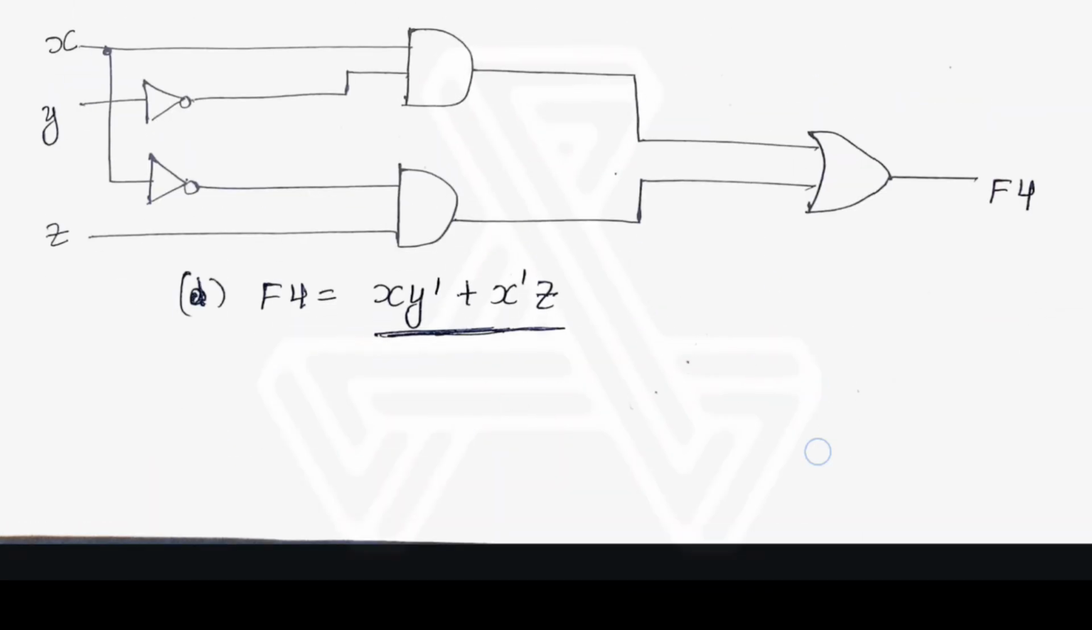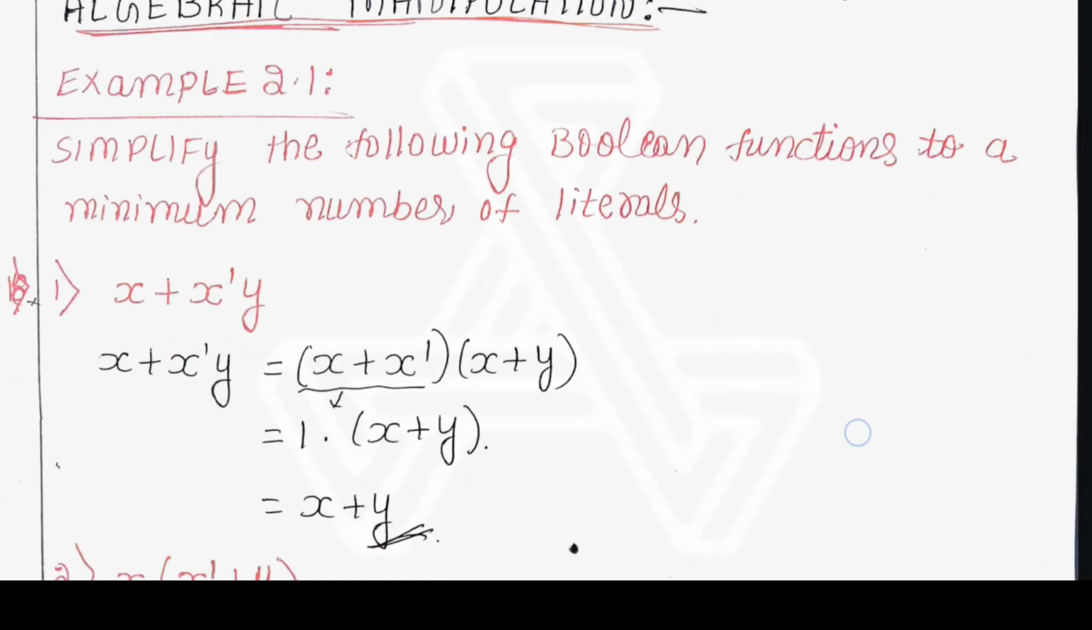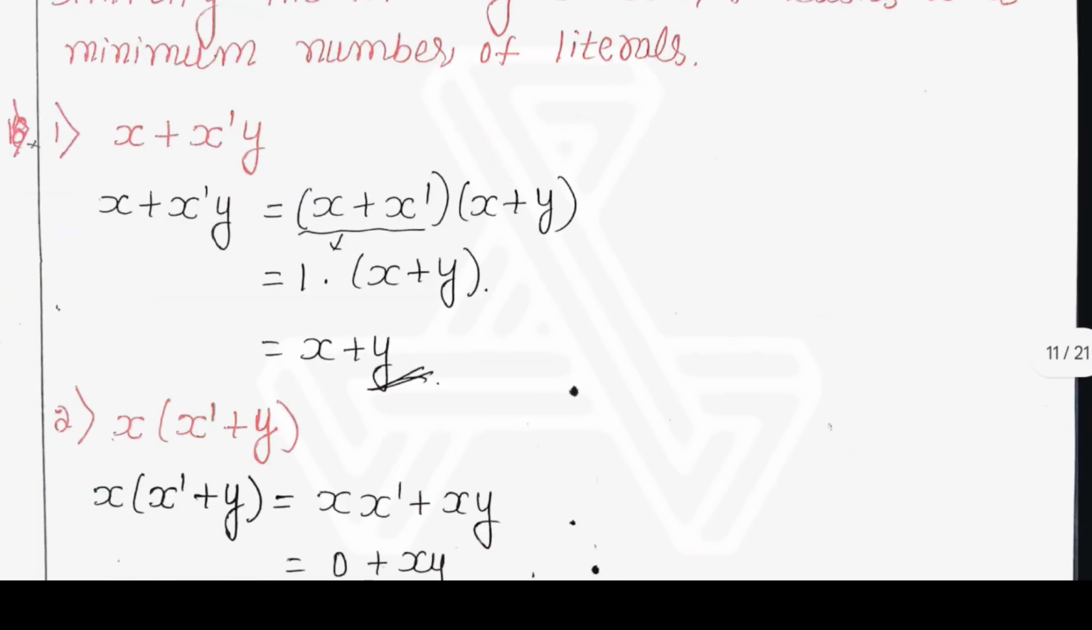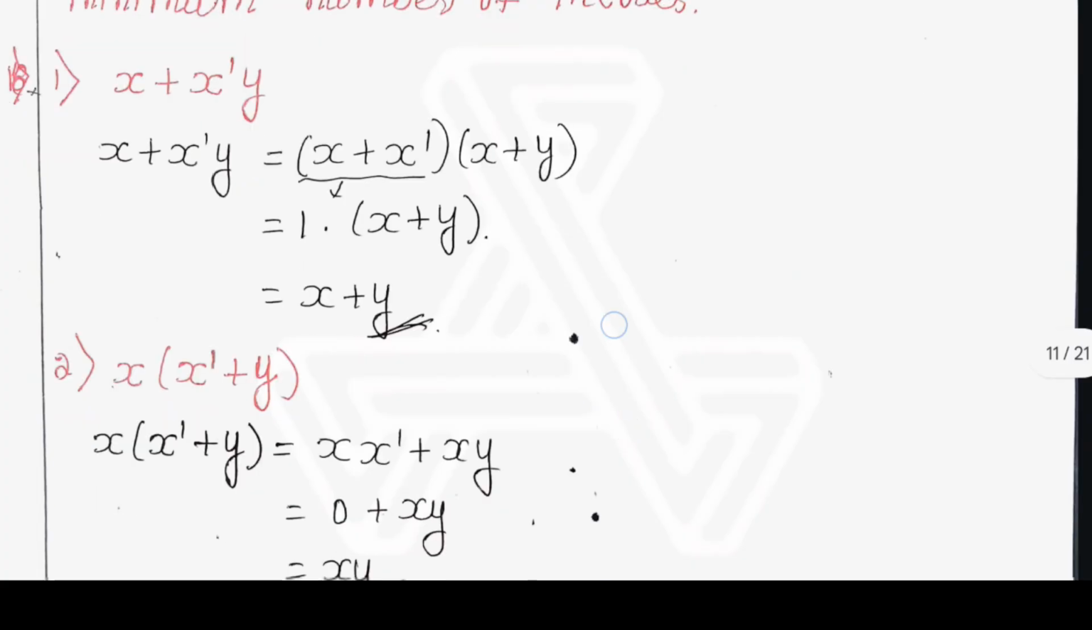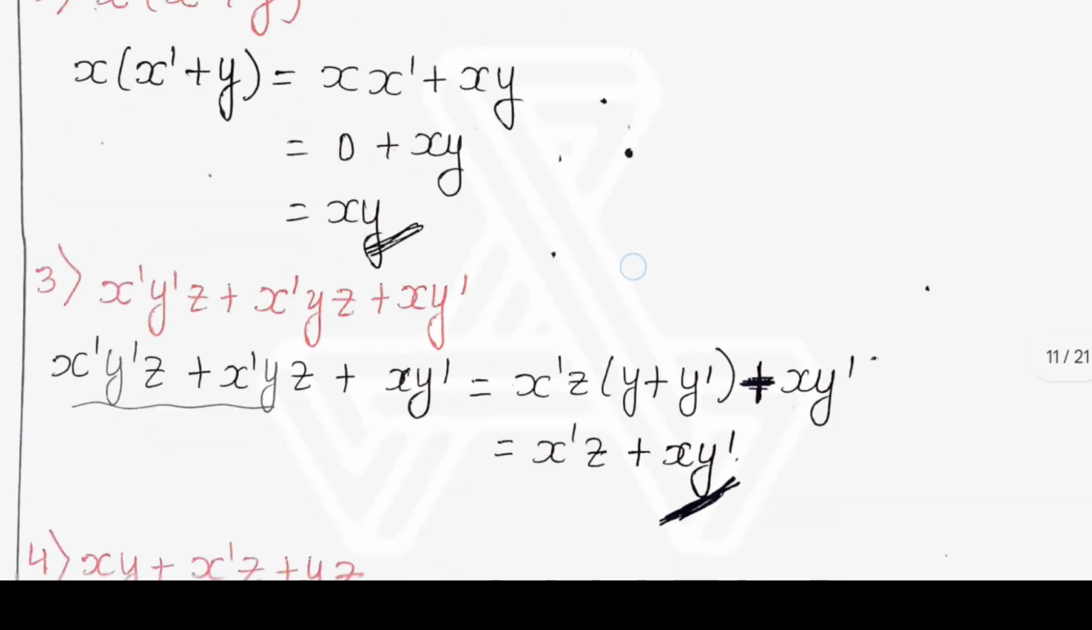Here also x y dash plus x dash y. Algebraic manipulation can make it into minimal literals. That is x plus x dash y. X can be written as x plus x dash y. This can be written as x plus x dash dot x plus y. X plus x dash is 1, so it is x plus y. This can be written as x into x dash plus x into y, that is xy.